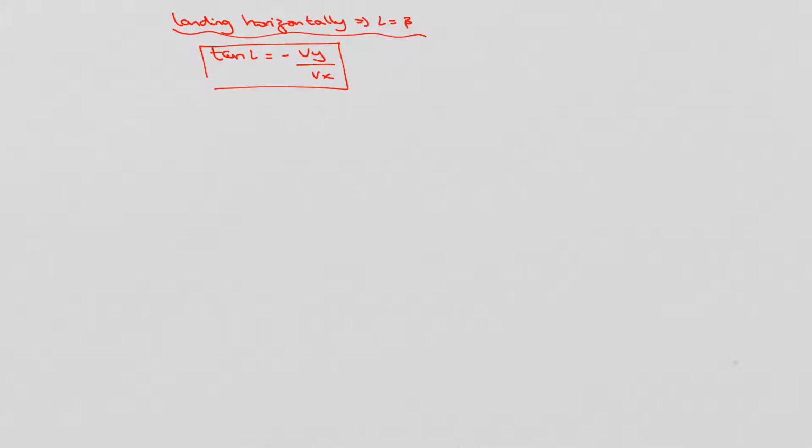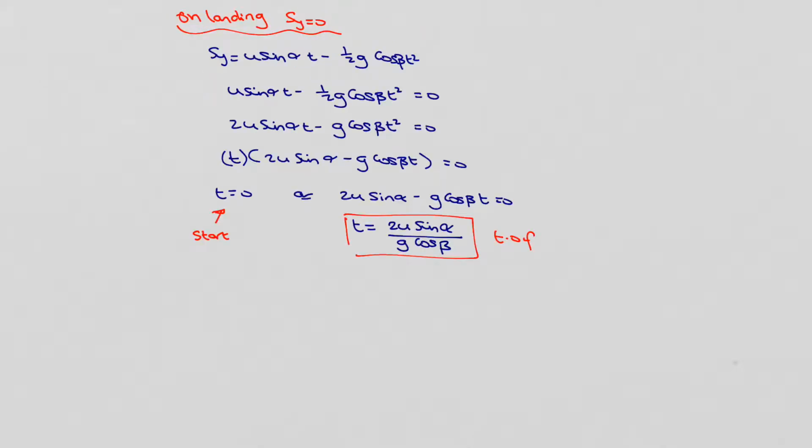So this time I'm going to show you what it would look like if, rather than getting the two times and equating them, I take the time of flight that I've worked out and I sub it into the Vy and the Vx and then try and get out what it is I'm trying to prove. It doesn't make a difference which way you do it, as I said in the last video, but sometimes people prefer one way or the other. So in this example, we're going to use the time of flight that we've just found, which is 2u sine alpha over g cos beta.